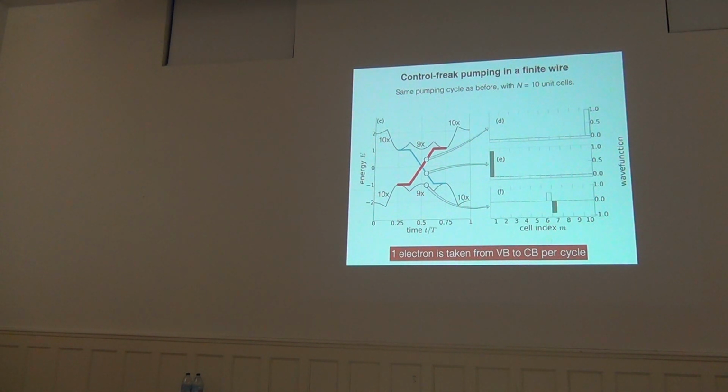So let's again do the same thing. We started from a bulk, but let's take a finite wire. How does control-free pumping work in a finite wire? We take exactly the same pumping cycle as before, but with a finite wire, n equals 10 unit cells.